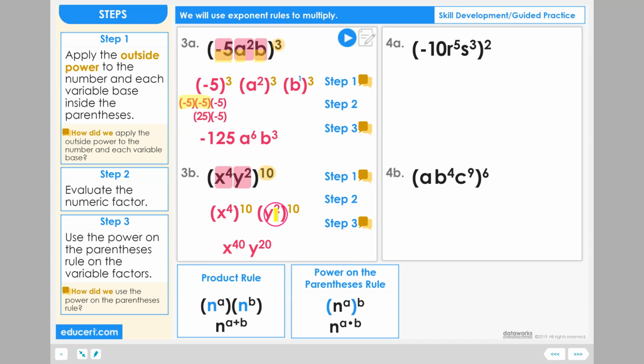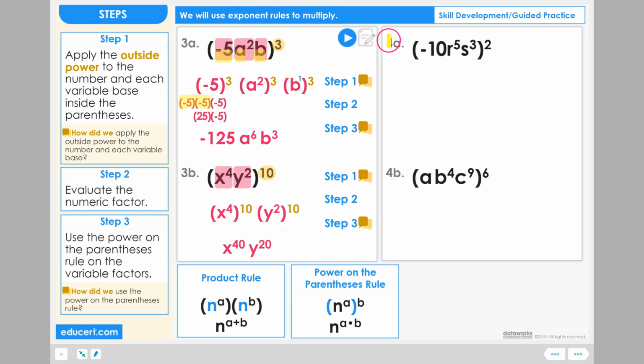How did we use the power on the parentheses rule? We use the power on the parentheses rule by multiplying the power of 10 to each power that was inside of our original expression, x to the 4 times 10, y to the 2 times 10 equals x to the 40th power times y to the 20th power.